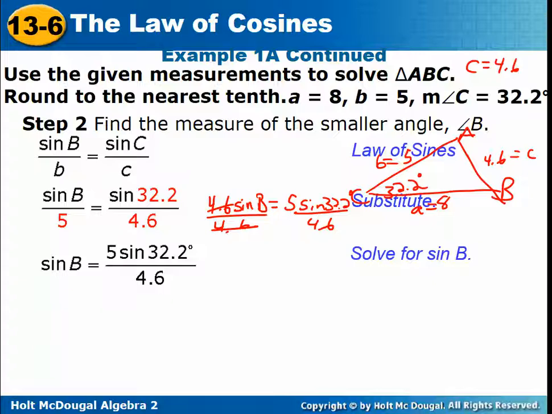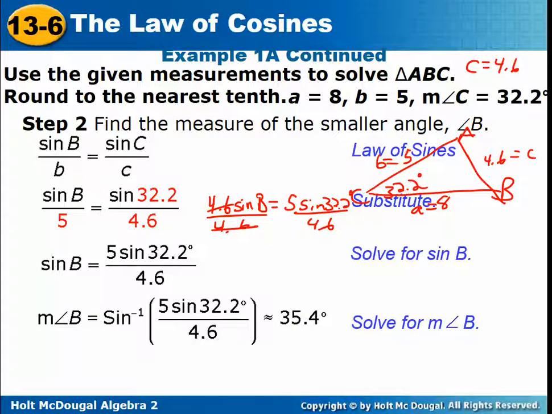Now we get our calculators out again, and we type in sine of 32.2, multiply it by 5, and then divide that by 4.6. Or, especially if you have a graphing calculator, you can just look ahead, knowing that you need to find angle B, so you're going to be taking the inverse sine. Let's just go back here.